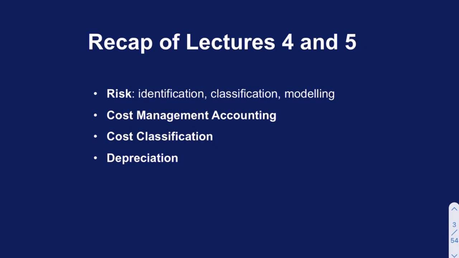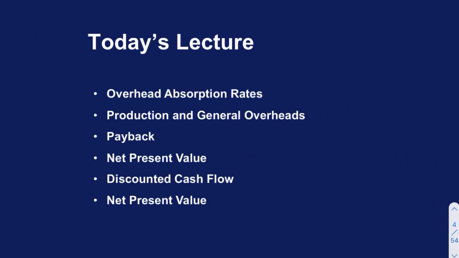Now in this lecture we're going to look a little bit further at the idea of cost. We're going to look at overheads. We introduced the idea of indirect costs and overheads, but now we're going to look at how these overhead costs are absorbed into the cost of the actual cost units. We're going to distinguish between production overheads and general overheads. We're going to spend some time answering a few questions about that. We'll then look at the idea of payback, net present value, and discounted cash flow.